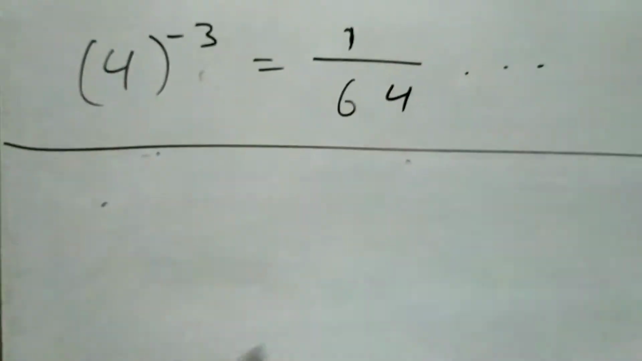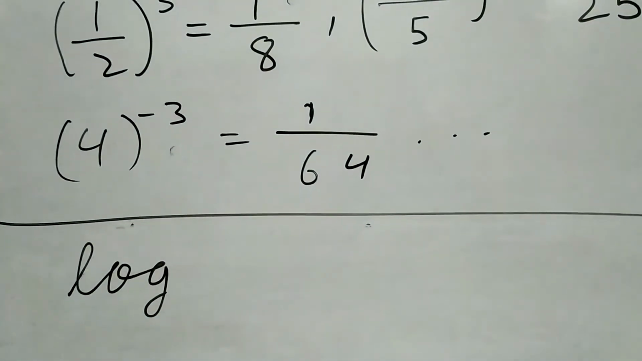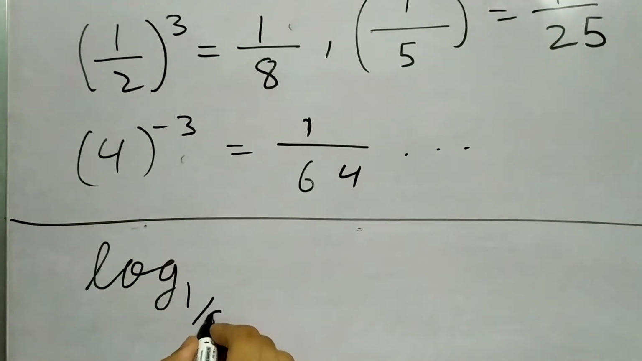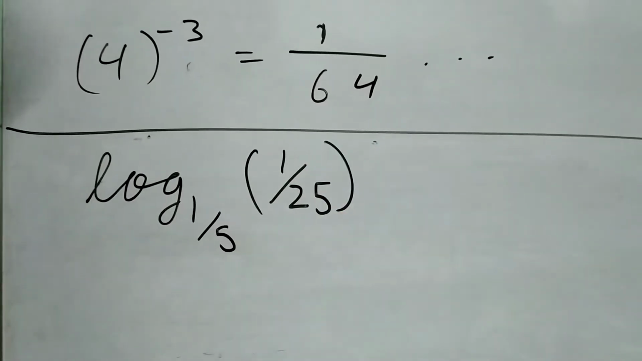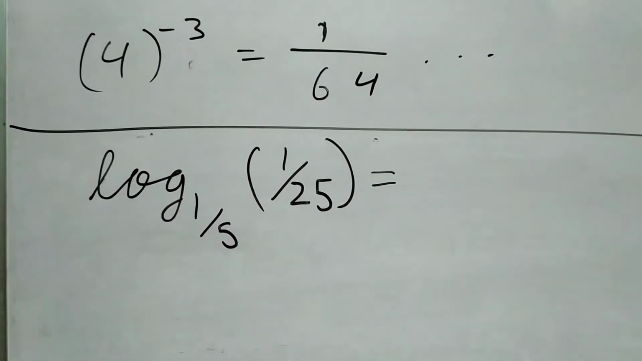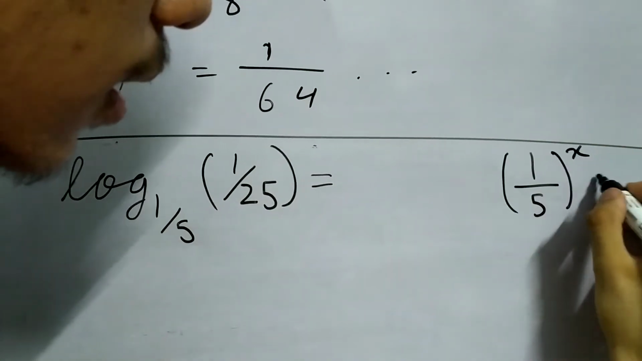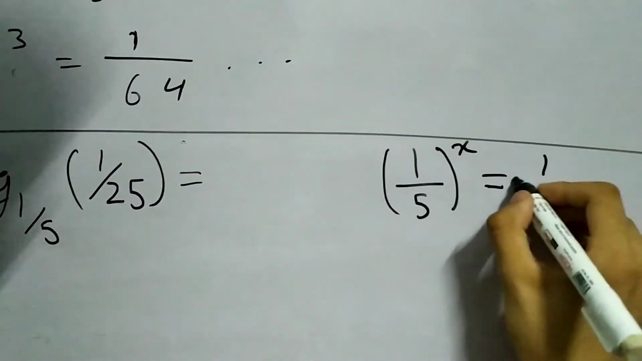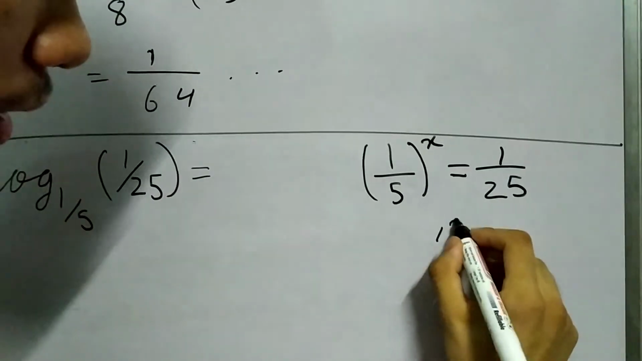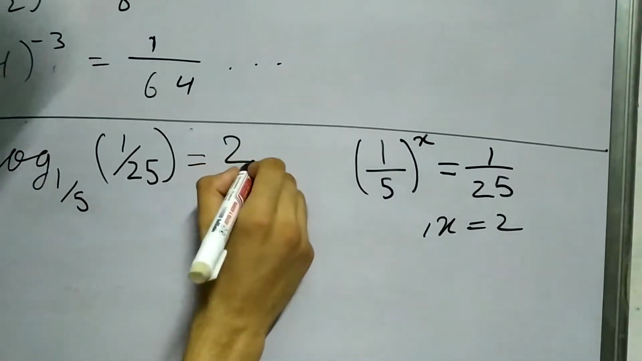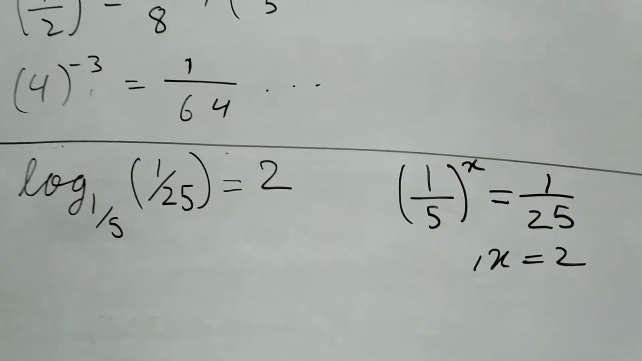Now we can generalize this log. We can also look at fractional powers. So log base 1 by 5 of 1 upon 25. This asks, 1 by 5 to the power something is 1 upon 25. So clearly we have x is equal to 2, so log base 1 by 5 of 1 upon 25 is 2.